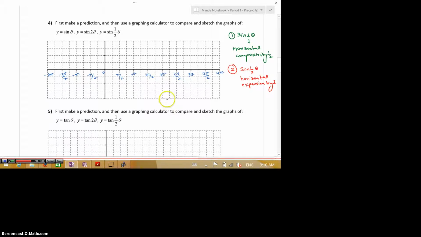Okay, the original sine function starts off at 0, 0, and ends at 2 pi. There's another 0 right in between at pi. And then in between those two zeros is your maximum point of 1. So it's 0, 1, 0, negative 1, 0. That's how the sine function behaves. It goes from 0 to maximum to 0 to minimum and back to 0 again.